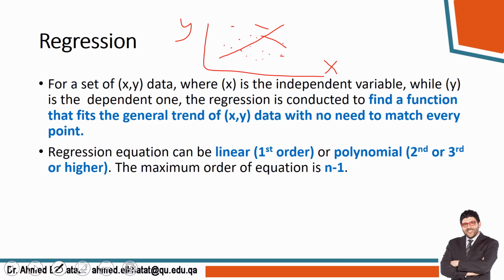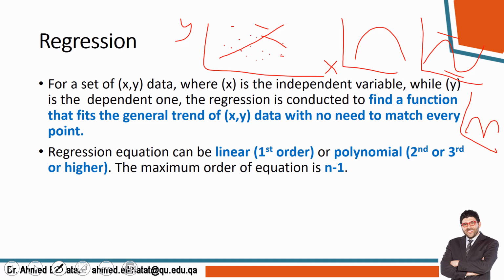So for linear regression, it's just a straight line between them, and we have more orders for polynomial: second, third order or higher. So for second order it will be one curve, third order two curves, and so on. Okay, the maximum order of equation is n minus 1.